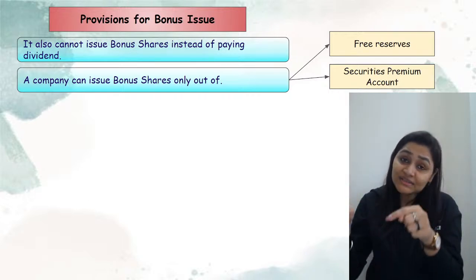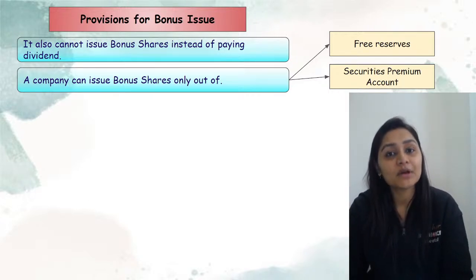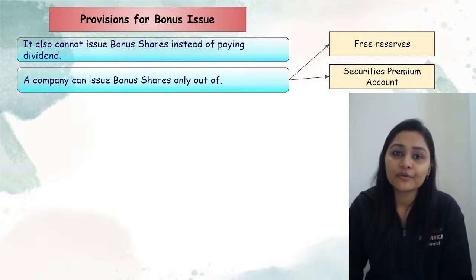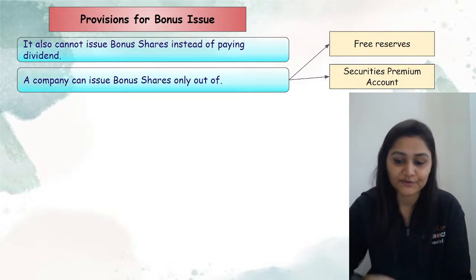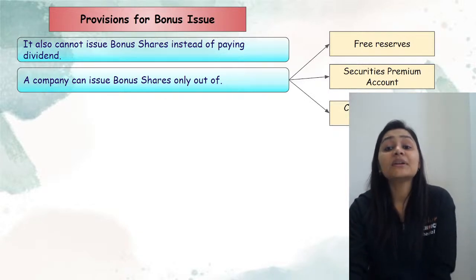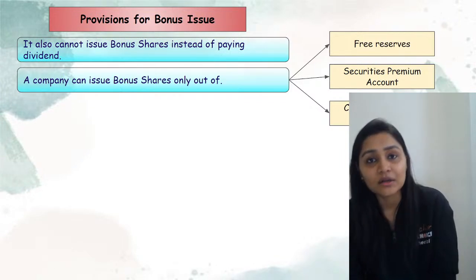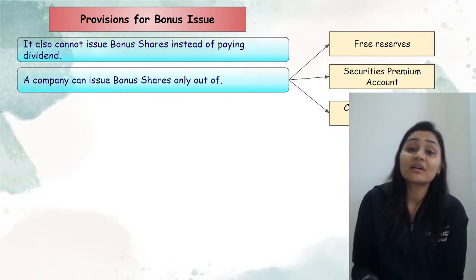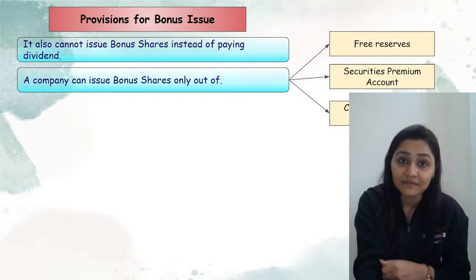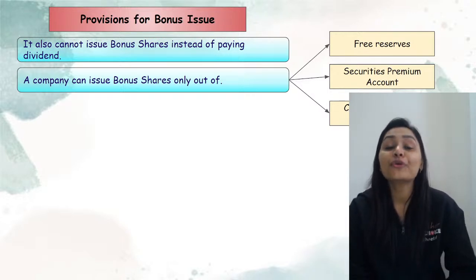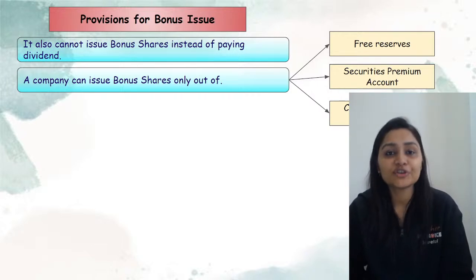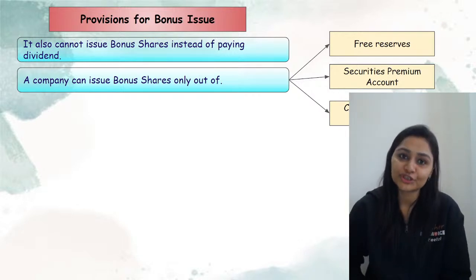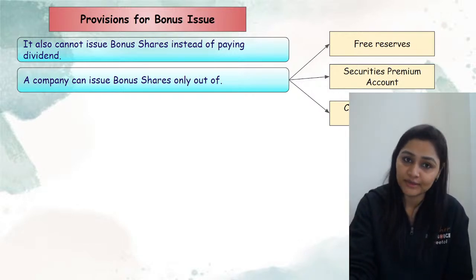So any amount which is collected in the securities premium account can be used for issuing of the bonus shares. Furthermore, the capital redemption reserve account. So any kind of redemption of the capital which the company had with itself can be used for having the bonus issue happening. So these are the three ways out of which the bonus shares can be made available.